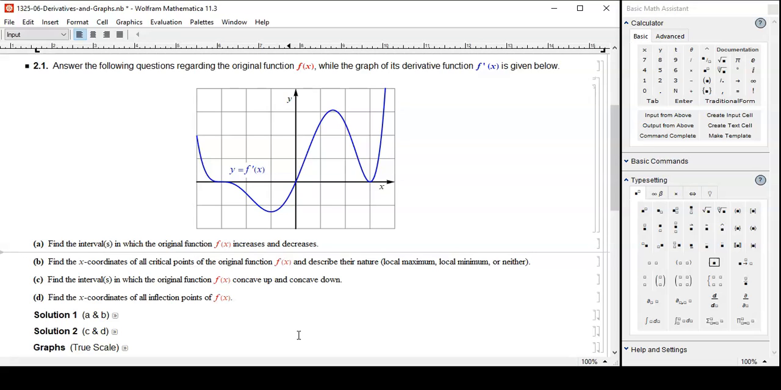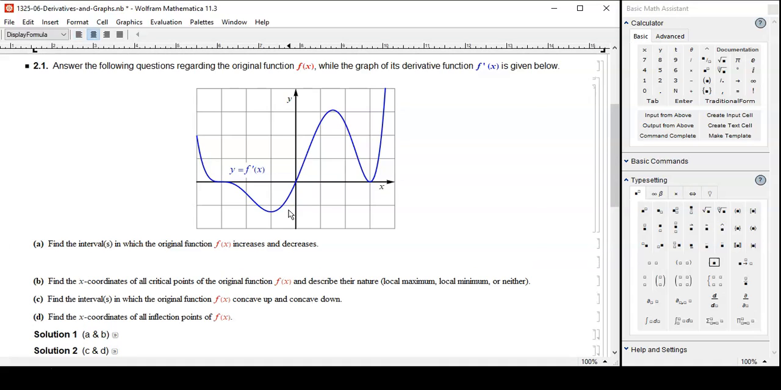Well, remember, the original function is increasing when the derivative is positive, and the original function is decreasing when the derivative is negative. Remember that. And looking at the derivative function here, I can find out when the derivative is positive and when the derivative is negative. Positive when this function is above the x-axis, and negative when this function is below the x-axis. Does it make sense?